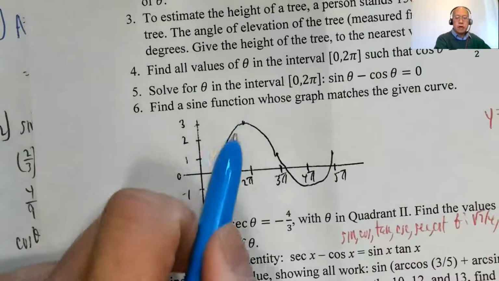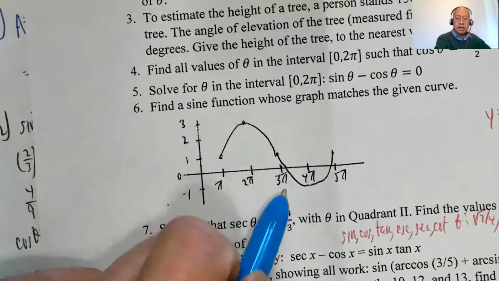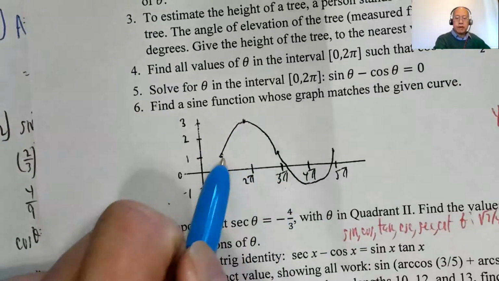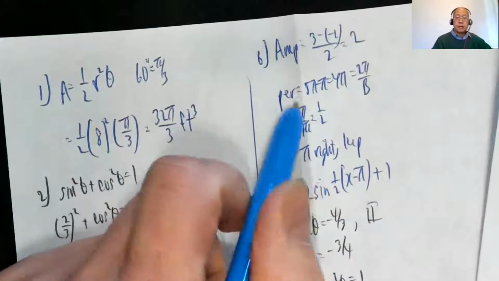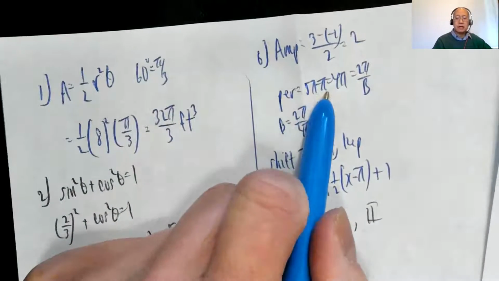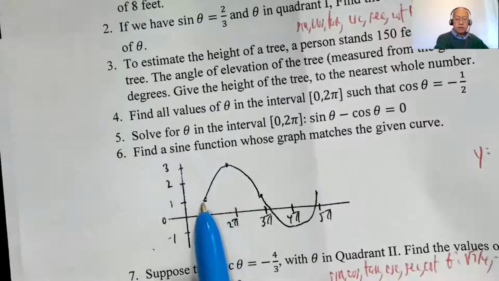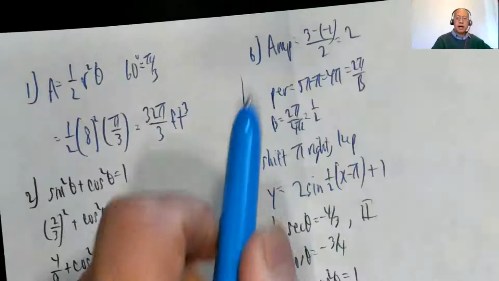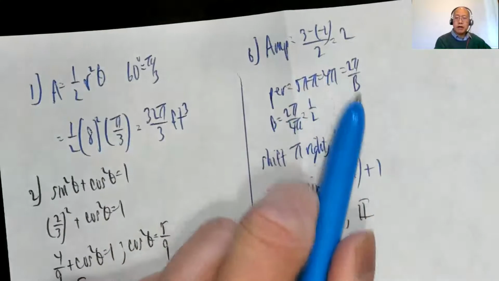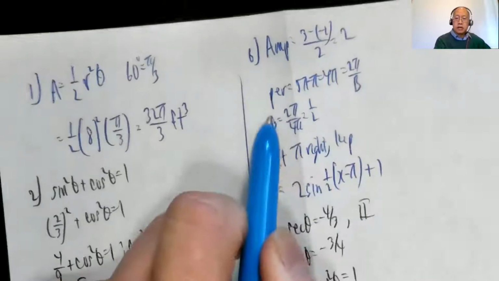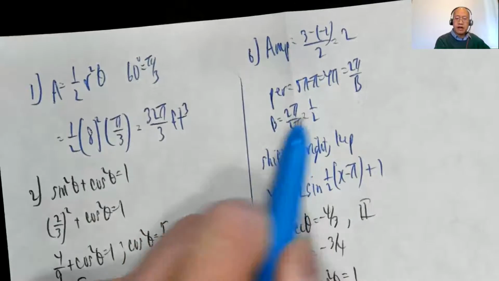Okay. Number 6, the amplitude is 2. Maximum minus minimum. 3 minus a -1 is 4, divided by 2 is 2. The period is 5 pi minus pi, which is 4 pi. So pi to 5 pi is 4 pi. The formula is 2 pi over b. Swap these two. B is 2 pi over 4 pi, which is 1/2.